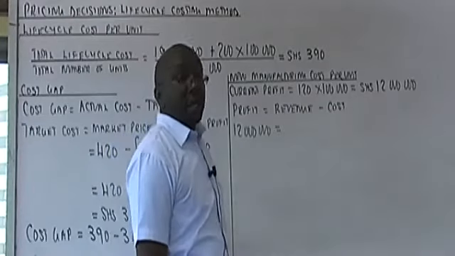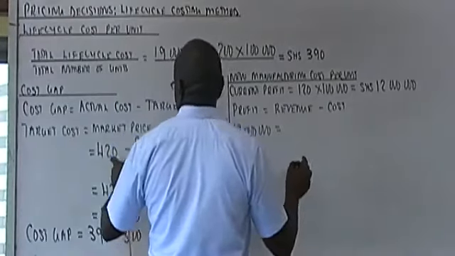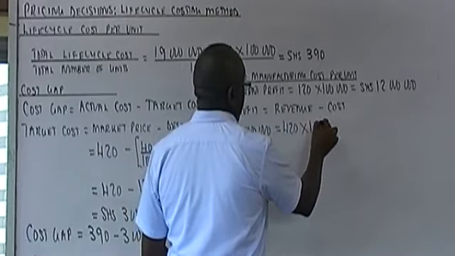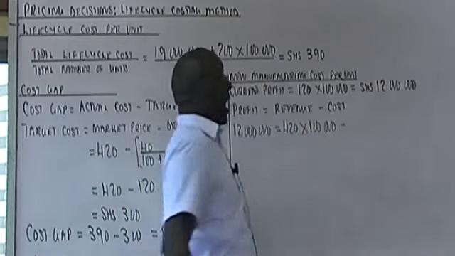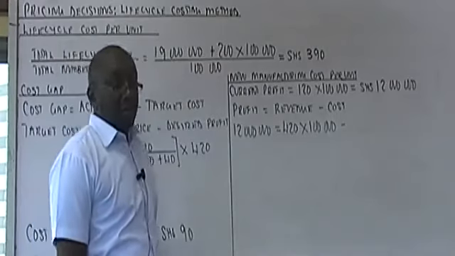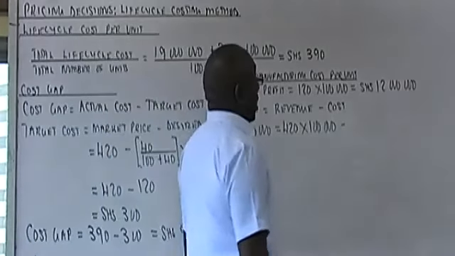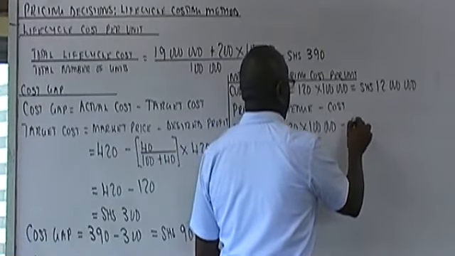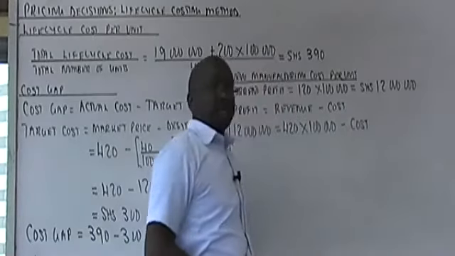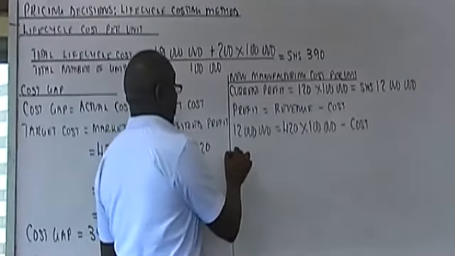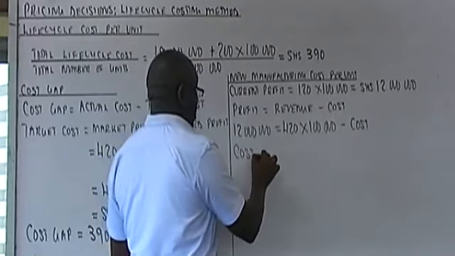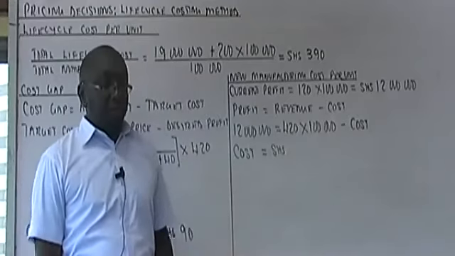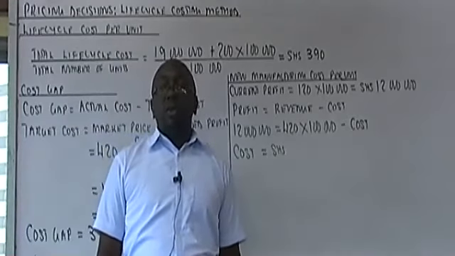And then we also know that our selling price is 420. So if we multiply this by our units of 100,000, that will give us the revenue. Then we less the costs, the costs which we do not know. There is a missing element. So based on that, compute and give me the amount of cost.